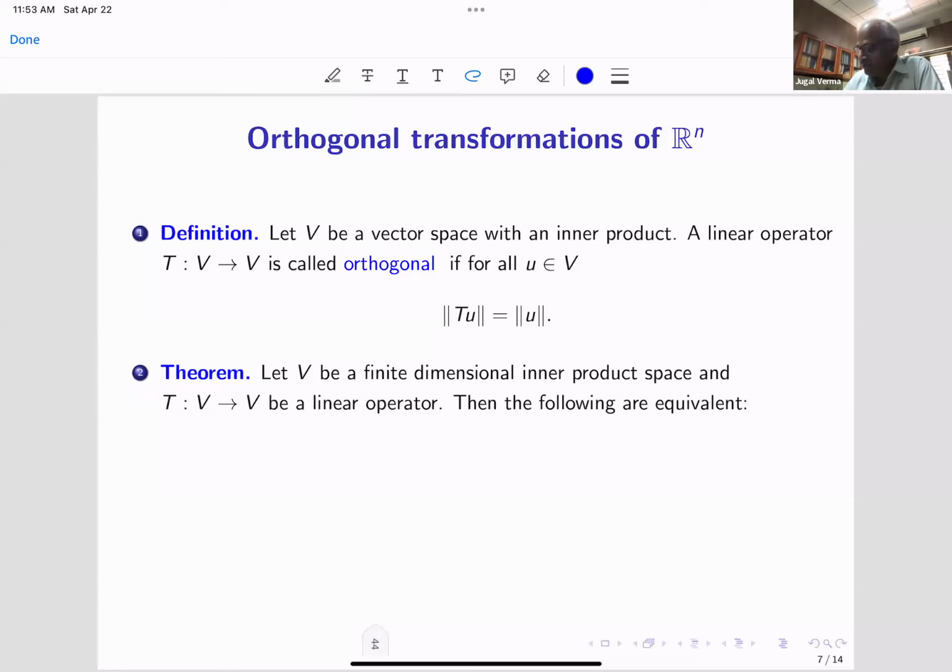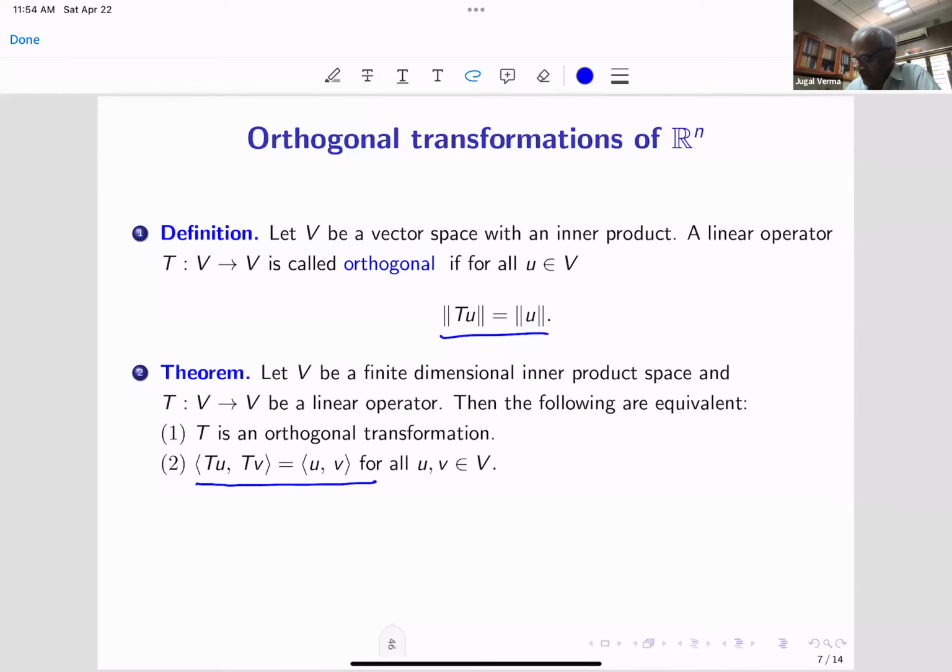Here is something you must have studied in your linear algebra course. Let V be a finite dimensional inner product space and T be a linear operator. Then the following conditions are equivalent. First condition: T is an orthogonal transformation, which means it is preserving the length of vectors. One thing you can conclude from this is that if length is preserved, of course, U is mapped to TU and TU is not going to be zero. So T has to be necessarily an invertible map if it is length preserving, but it is much more than an invertible map. The length preservation implies that it is also going to preserve the inner product of vectors.